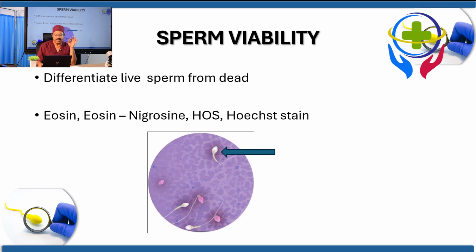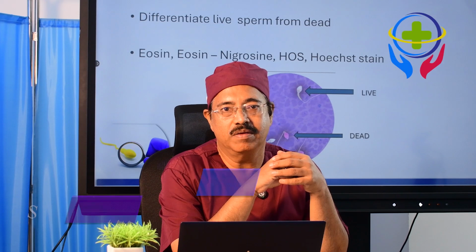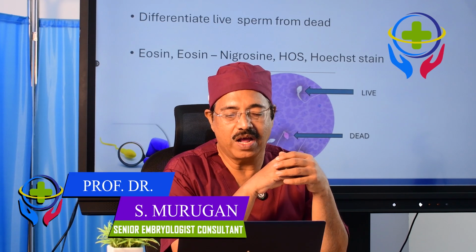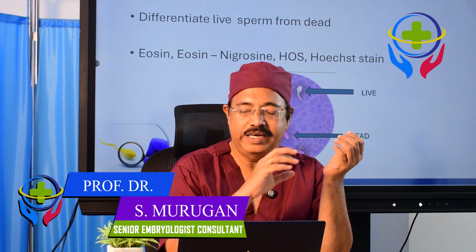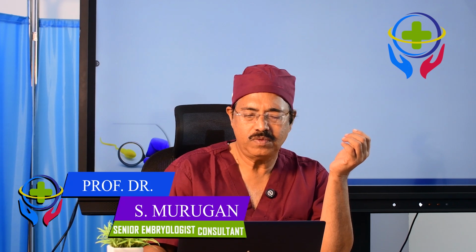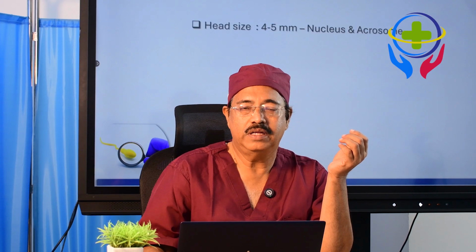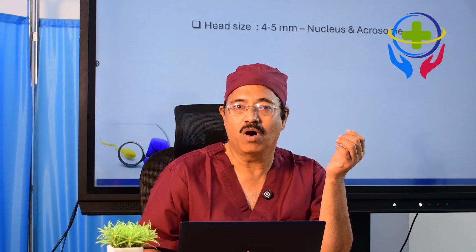and we can see a dark pink color, that is a dead sperm, because dead sperm have a broken membrane. So, the stain easily passes through the membrane into the cell and causes the pink or reddish color. Then we have to observe the morphology of the sperm.